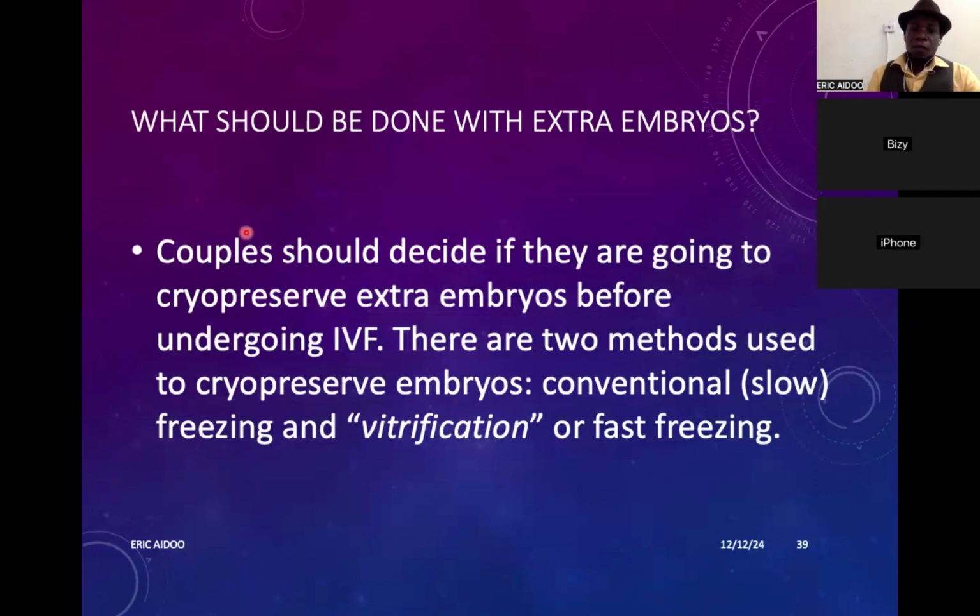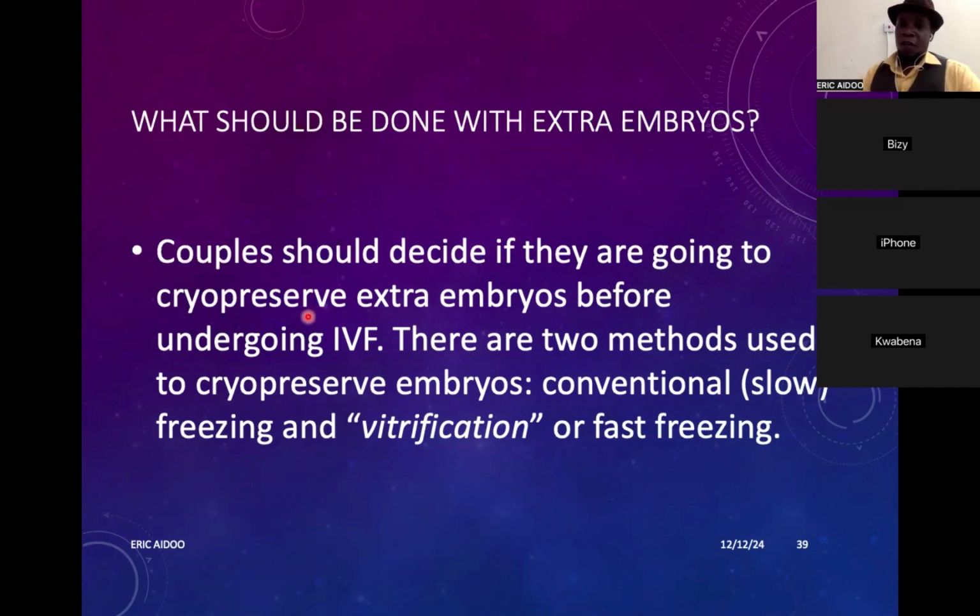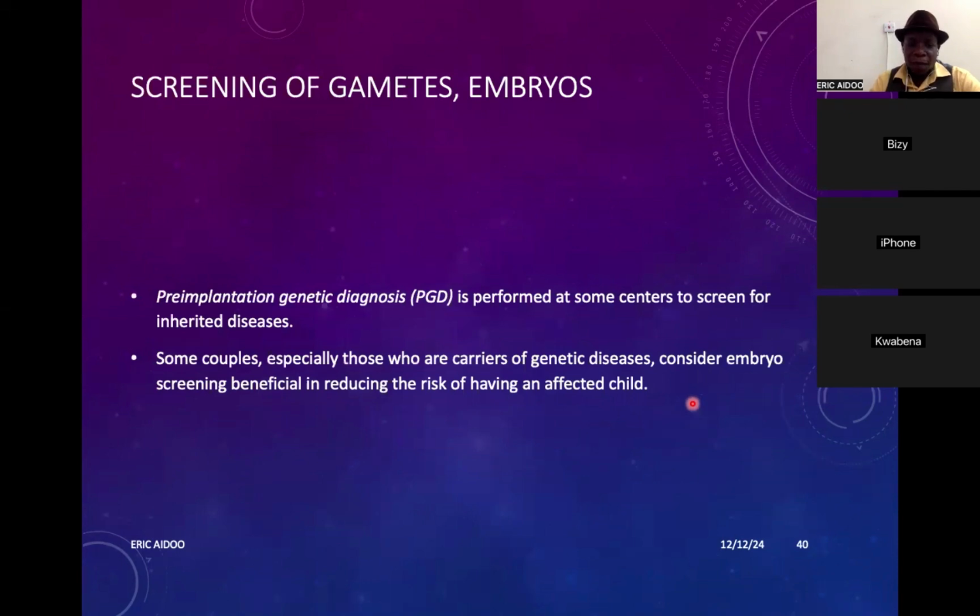Okay. Right. So if you have extra embryos, what do you do? Like you asked, somebody would decide, let me freeze some of my embryos for future use instead of putting most of them there and then later destroying. So you have what we call vitrification, or the fast freezing. You also have the slow conventional freezing. All these things are possible.